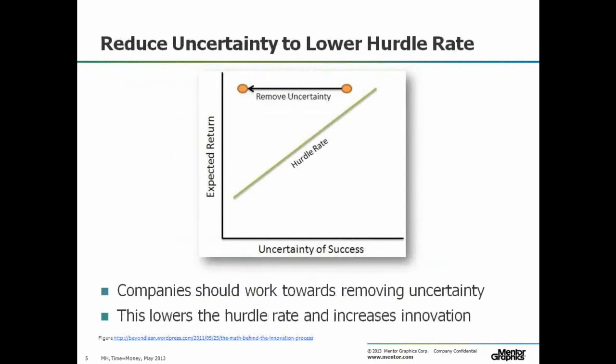So this graph is looking at certainty against hurdle rate. So we have some defined hurdle rate, some ROI, and we want to bring that down to as low as possible. And to do that, we need to decrease uncertainty, increase certainty, to lower the hurdle rate. And if you can lower the hurdle rate, you're more likely to get invested in. So your project is more likely to get funded.